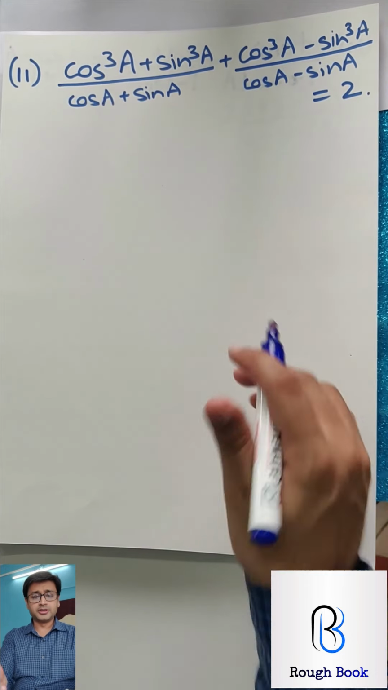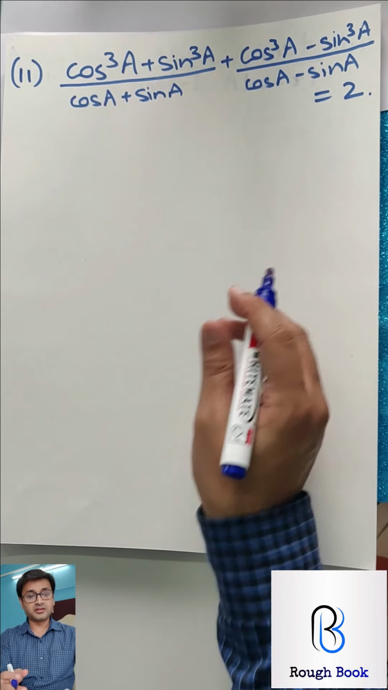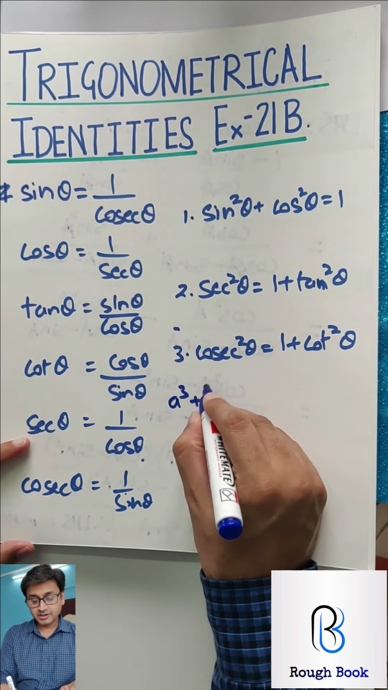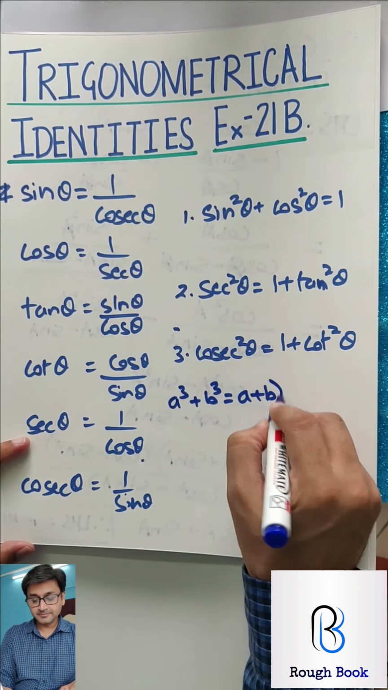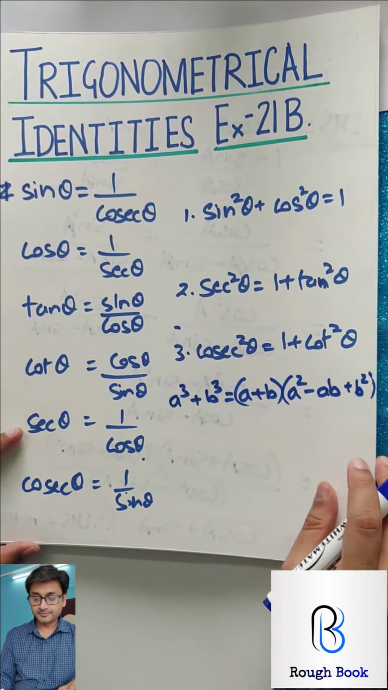1 part 2, come on, hit it. Here there is a formula, a cube plus b cube. I am just writing the formula here for your reference. A cube plus b cube is a plus b, a square minus ab plus b square.